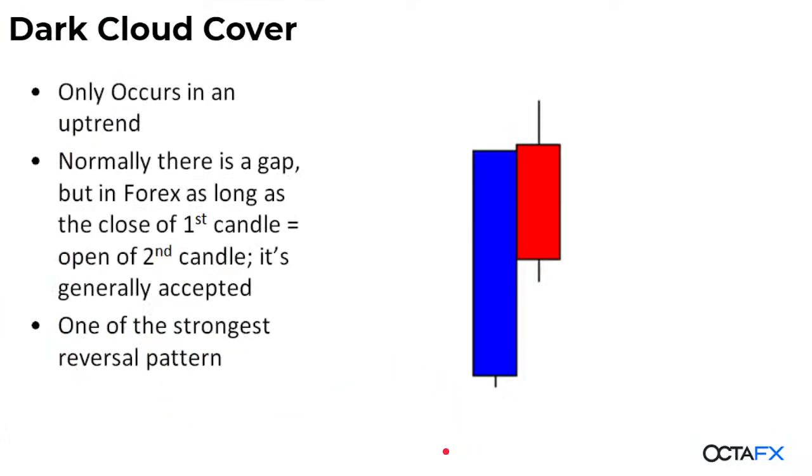Okay. This is the dark cloud cover. It basically only occurs in an uptrend, so it only happens when the market is going up. Normally there is a gap, but the Forex market is more of a continuous market, like a futures market, where it doesn't actually have an open and a close, except for the weekly open and weekly close. Typically we don't see that gap happen, so it'll form something like a piercing pattern, and that would be considered a dark cloud cover.